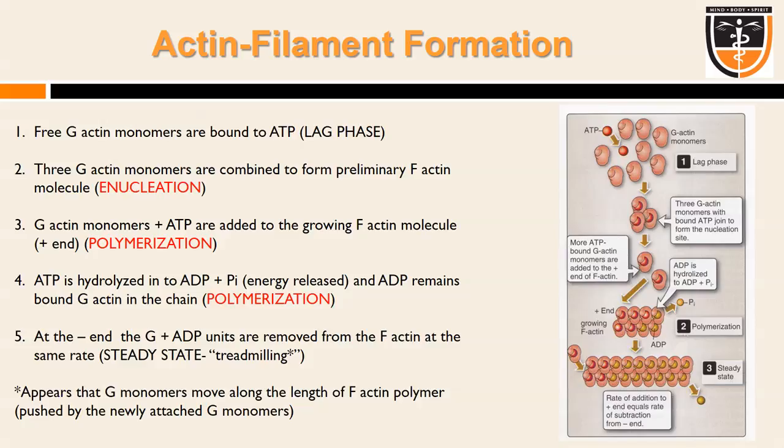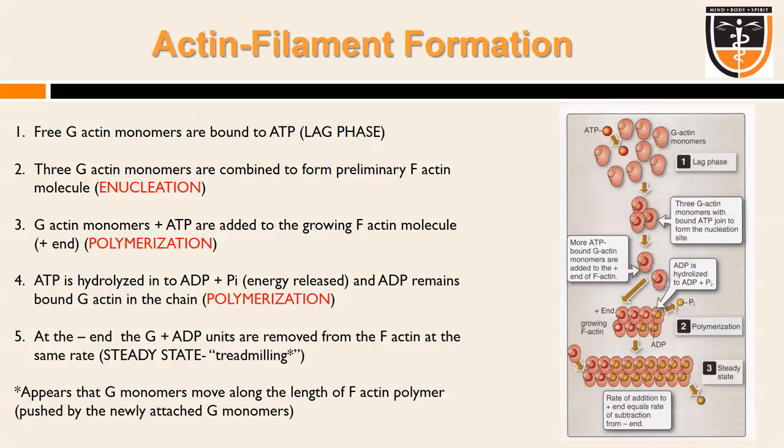Now, how is this done? Free G-actin monomers are first bound to ATP during the lag phase of formation. Then three G-actin monomers, all with ATP attached, bind to each other and form a preliminary F-actin molecule, from which the F-actin molecule starts to be produced. This process is known as nucleation. Then new G-actin molecules are added to the positive end of this F-actin molecule, growing it. This is known as polymerization. Now, and you remember this, very similar to microtubules, inside the F-actin, the ATP attached to G-actin will be hydrolyzed to ADP.